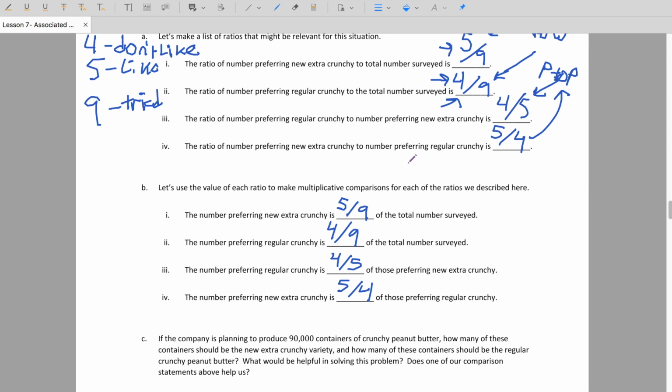We're taking the exact same ratios that we did in part A, and we're just labeling them down here in part B. We're using the same exact numbers to describe things a little bit differently. So for example, the ratio of the number preferring new extra crunchy to the number preferring regular crunchy is 5 to 4. So 5 prefer the new, 4 prefer the old. And here we're saying the number preferring new extra crunchy, that's that same first part here, is 5/4 of those preferring regular crunchy. We are just putting the fraction or the ratio in between the two numbers to compare them.